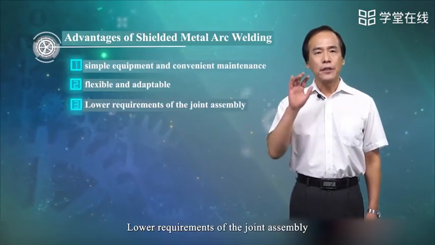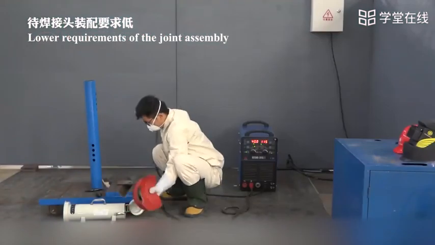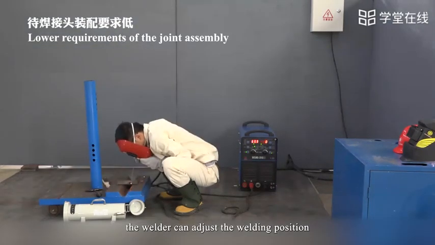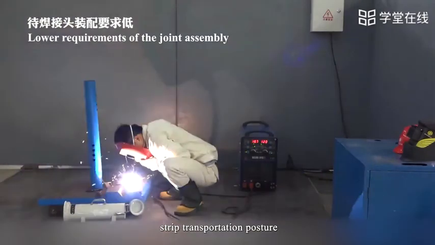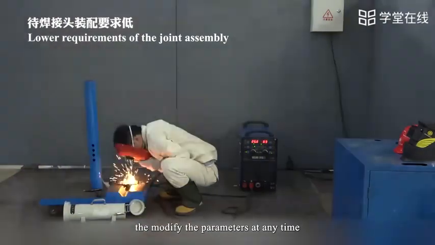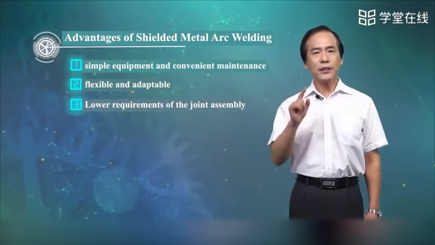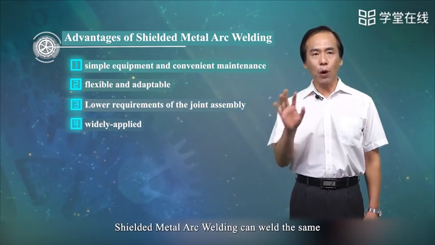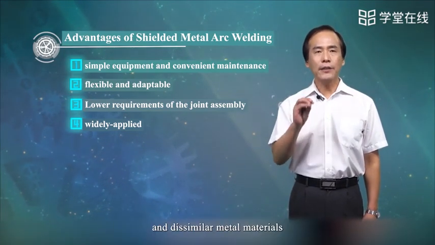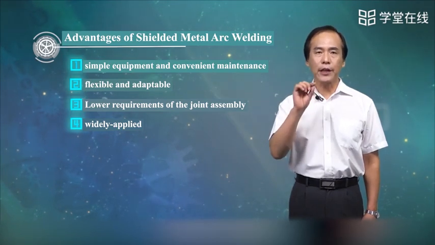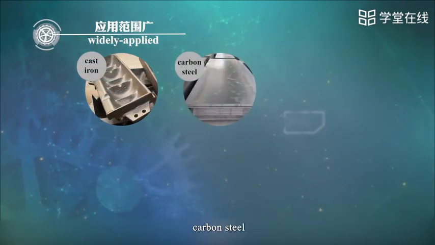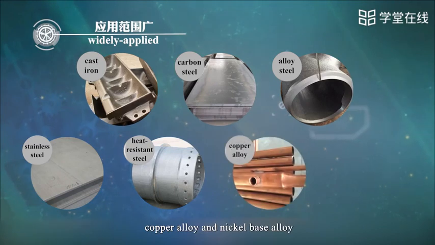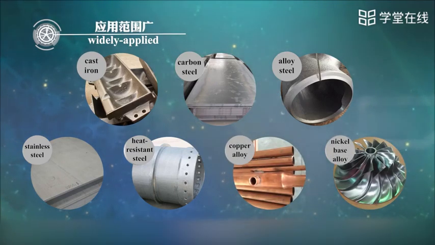Third, no special requirement for joint assembly. Because in the process of welding construction, the welder can adjust the welding position, electrode transport posture, and modify the parameters at any time. Fourth, widely applied. By selecting different electrodes, shielded metal arc welding can weld the same and dissimilar metal materials such as cast iron, carbon steel, alloy steel, stainless steel, heat-resistant steel, copper alloy, and nickel-based alloy.